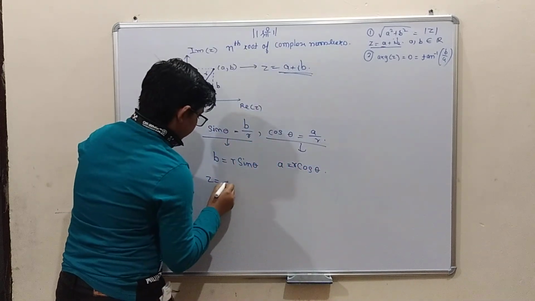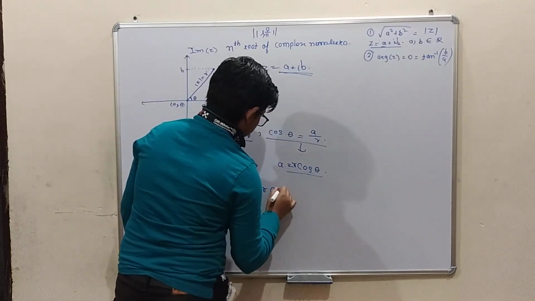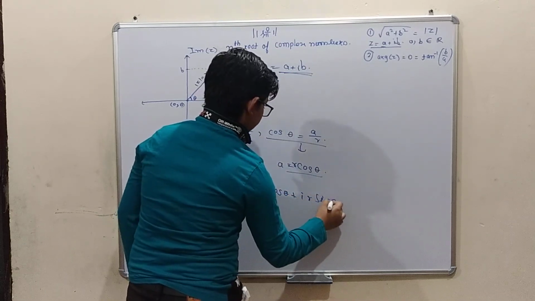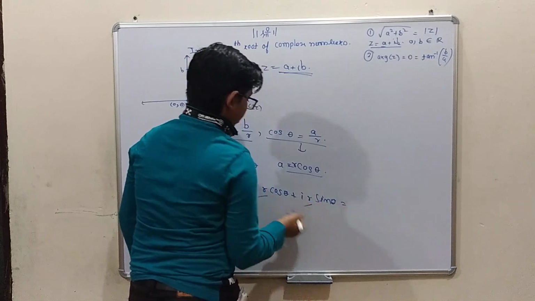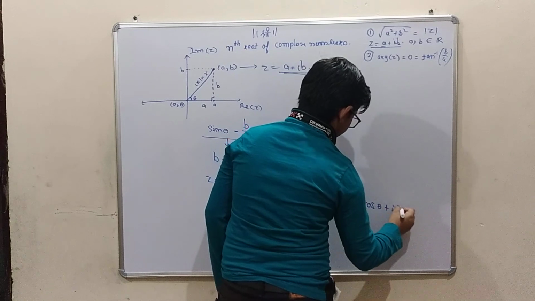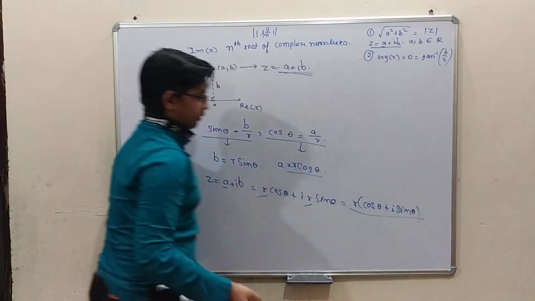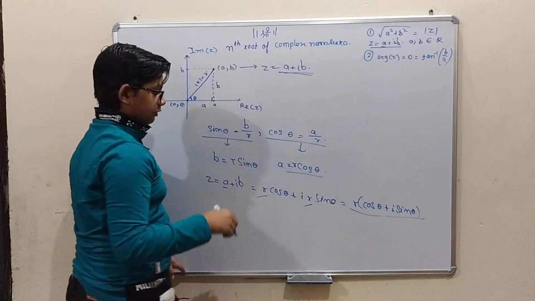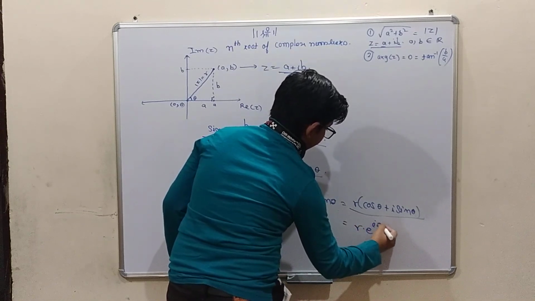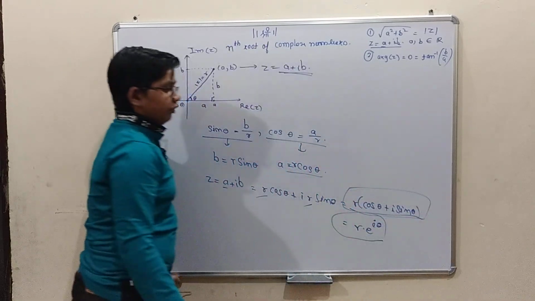So z is equal to a plus ib, that is equal to r cos theta plus i times r sin theta. Now r is common, so it will be r times cos theta plus i sin theta. This will be the polar form. If we write it in its exponential form, it can be written as r times e raised to the power i theta. This will be the exponential form, and this will be the polar form of the complex number.